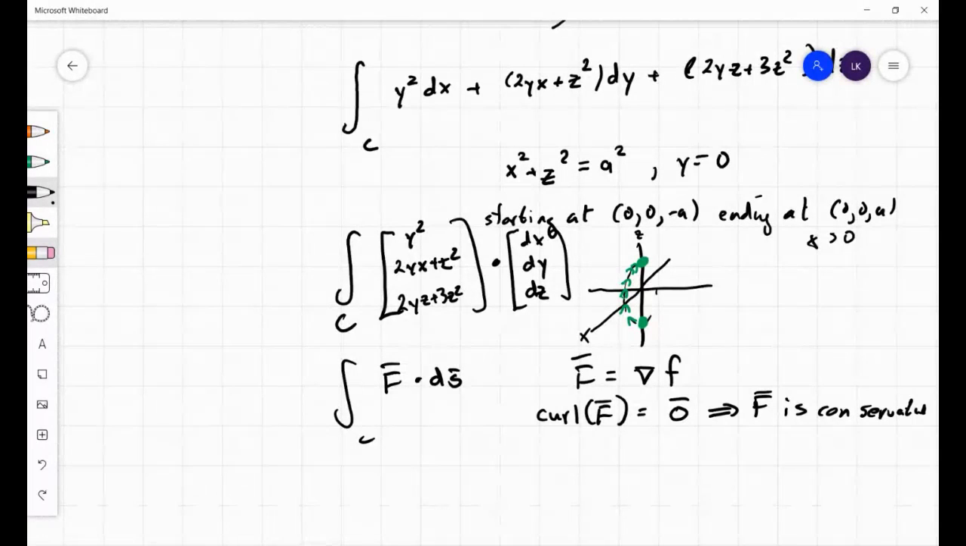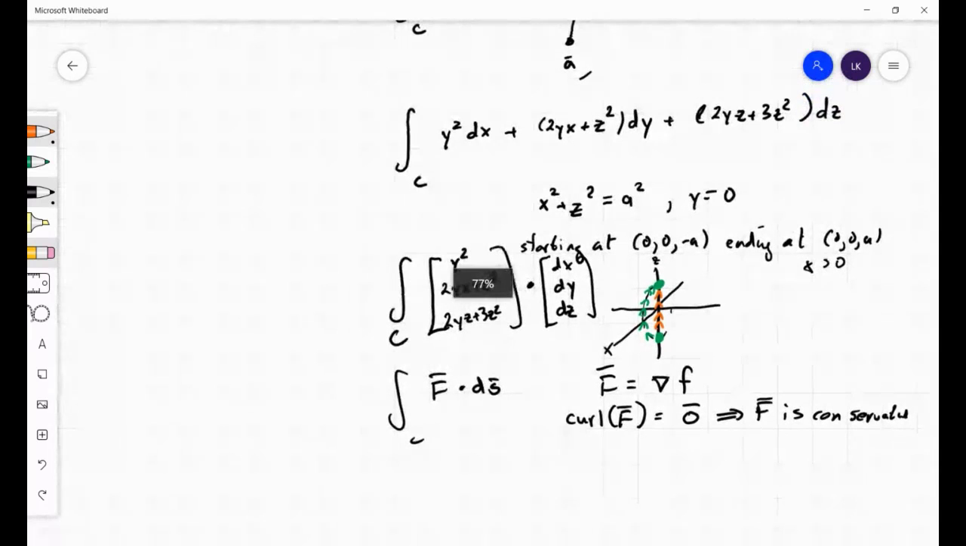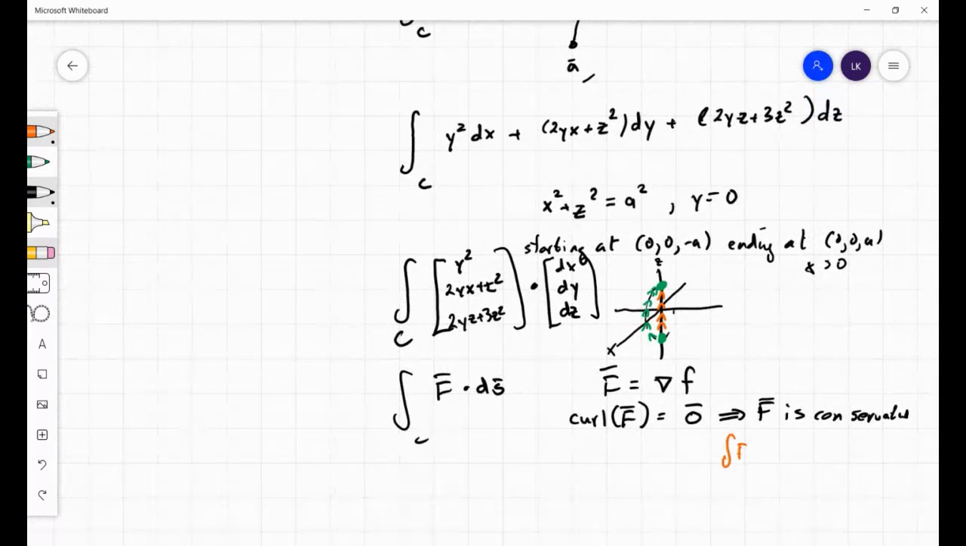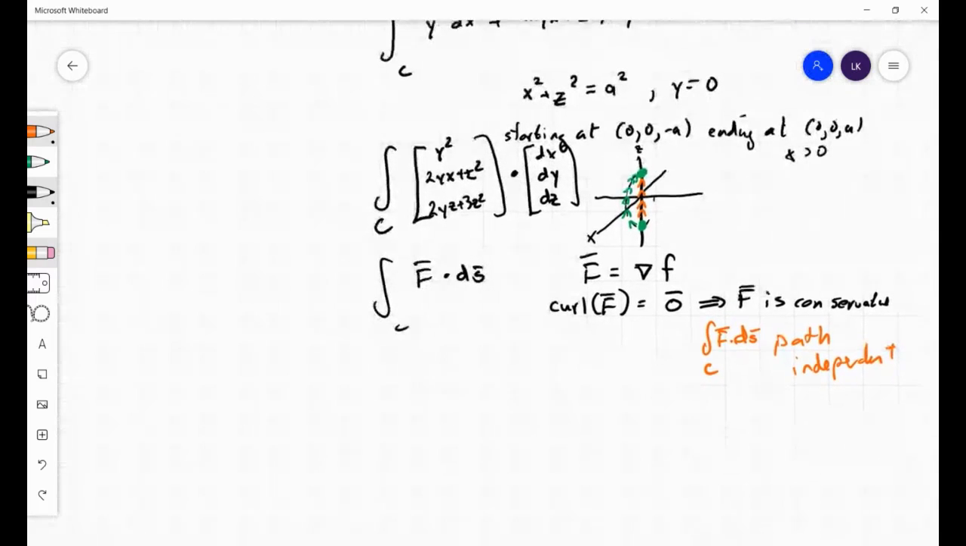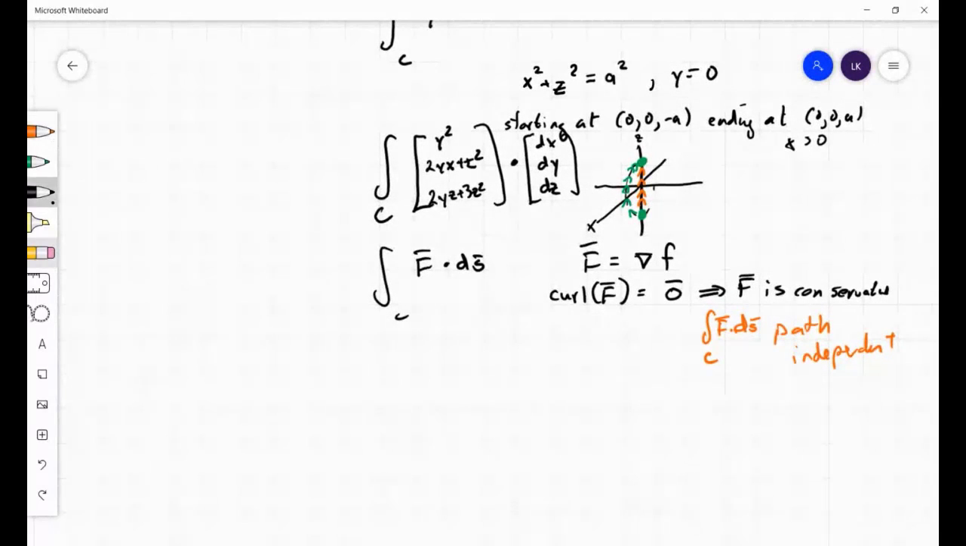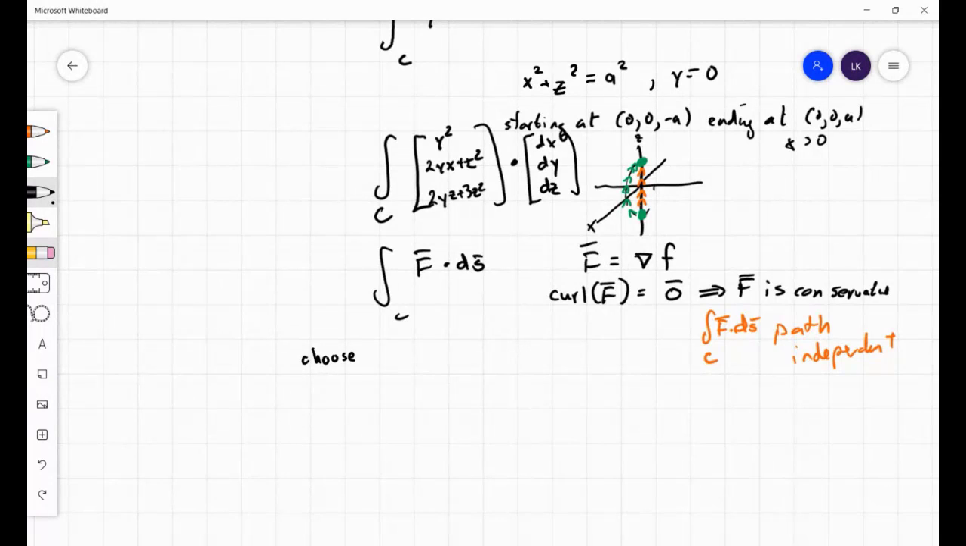So we could in fact just choose any path we want. If you know the vector field is conservative, then you know that the work integral is path independent. So this means that we could choose any path we want from the starting to the ending point. So indeed, I could choose the path that's along the z-axis.